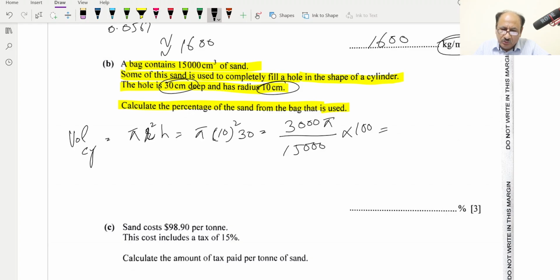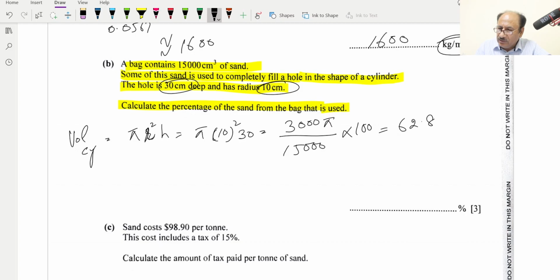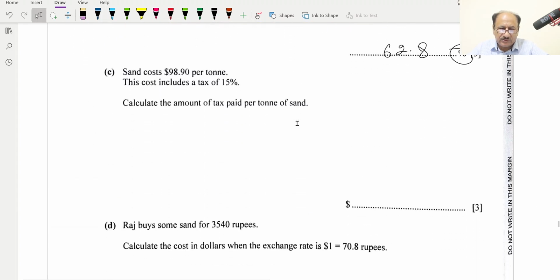Calculate the percentage of sand from the bag that is used. So this will be calculated, so we can write it as a fraction 3000 pi divided by 15000, and this will be multiplied by 100, and this is equal to 20 pi, which means 62.8. So 62.8%, 62.8% is already there.